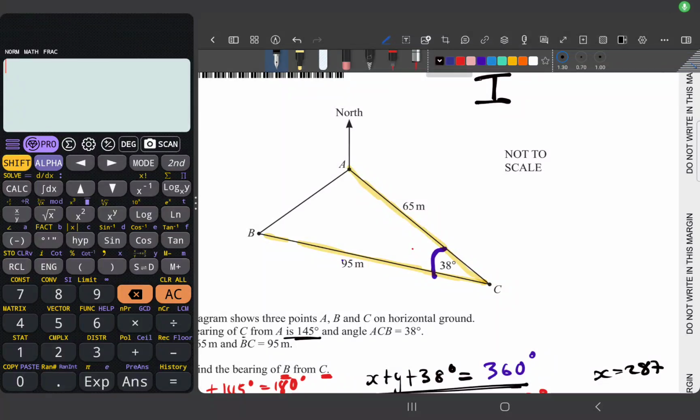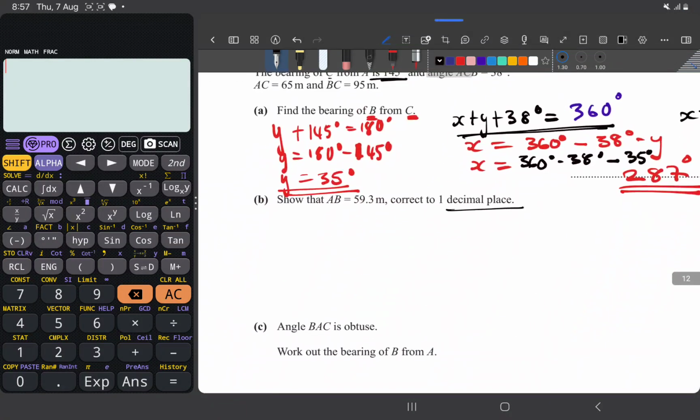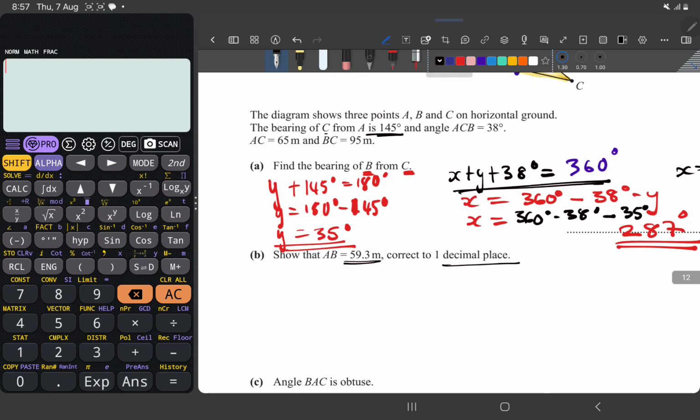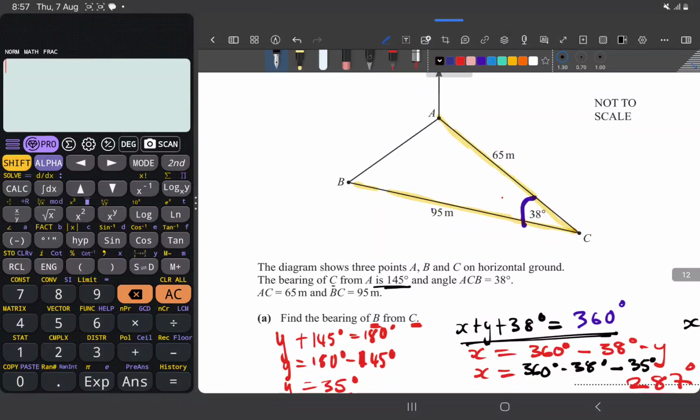Okay, we are back. We are continuing, and now we are doing question B. What does question B say? Show that AB is equal to 59.3, correct to one decimal place. So we need to find AB, and we need to show that it is 59.3.